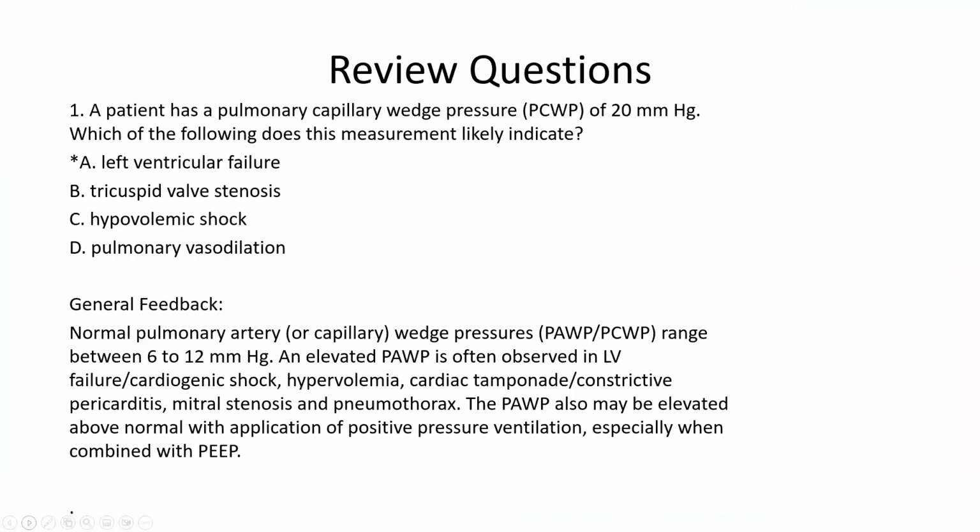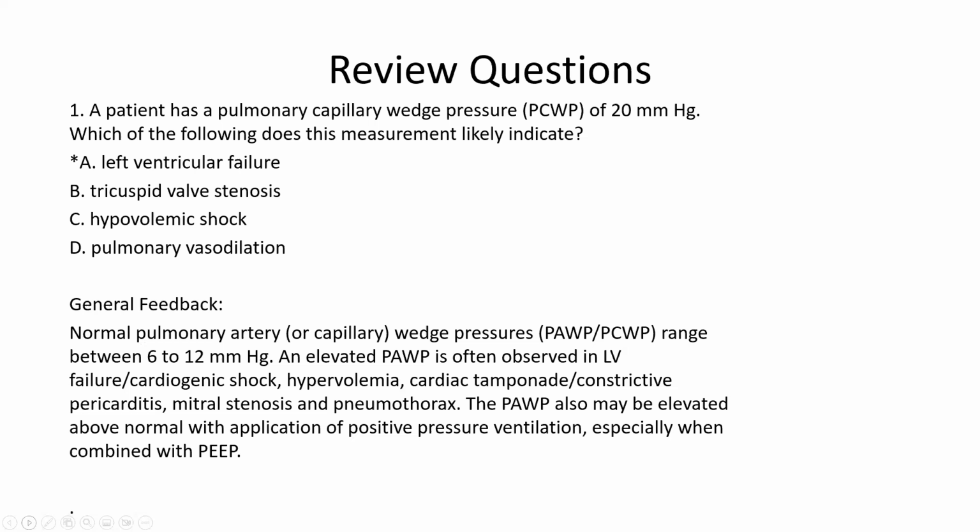Some review questions here. A patient has a pulmonary capillary wedge pressure of 20. We said it's going to be somewhere around 4 to 8, something along those lines. So it's elevated. Which of the following does this measurement likely indicate?